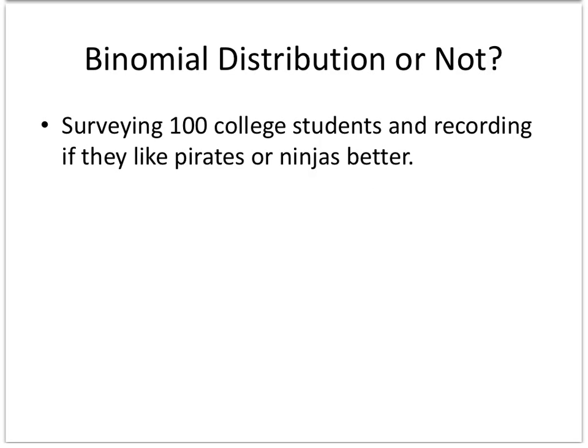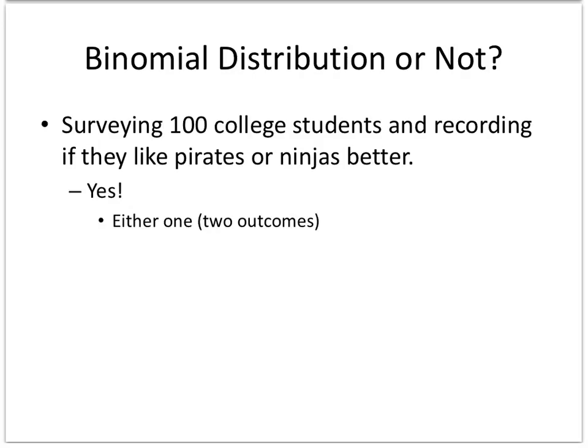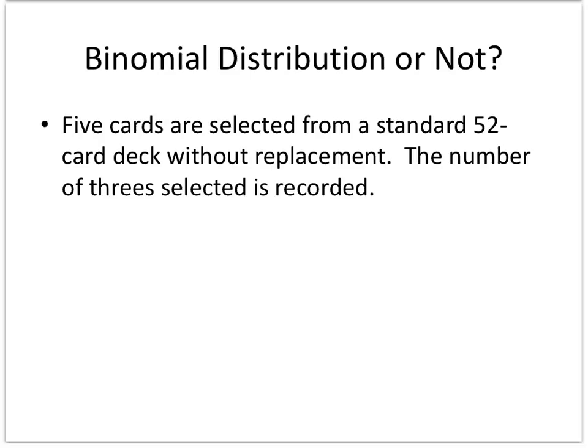Surveying 100 college students and recording if they like pirates or ninjas better. Is this a binomial probability experiment? Well, yes, because there's only 2 outcomes here, and you have a 50-50 chance of picking which one, so this is definitely binomial. 5 cards are selected from a standard 52 card deck without replacement.